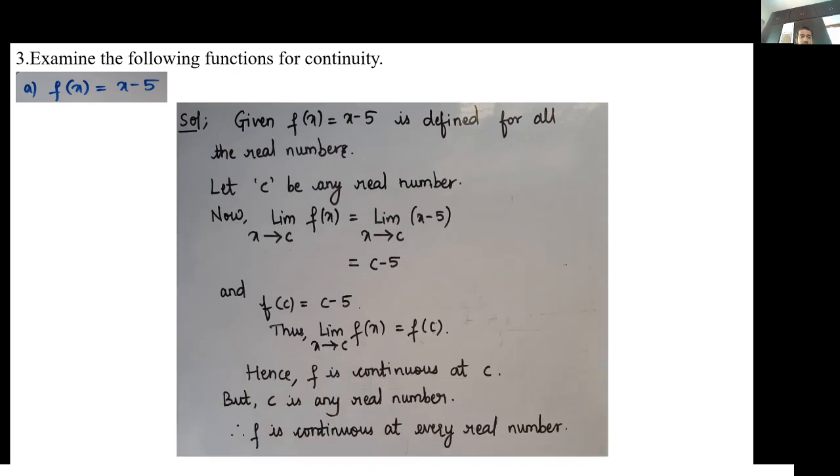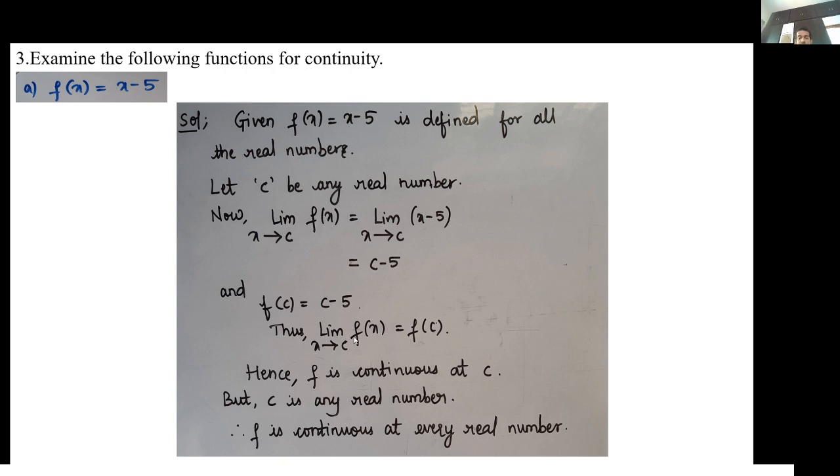So this function is defined for all the real numbers. There is no chance of it becoming infinity anywhere. So let us consider c to be any real number. Let c be any real number. So the limit of the function f of x as x tends to c will be the limit of x minus 5 as x tends to c. This will be c minus 5. And the value of the function at c, f of c, will be c minus 5. You just need to substitute c in place of x.